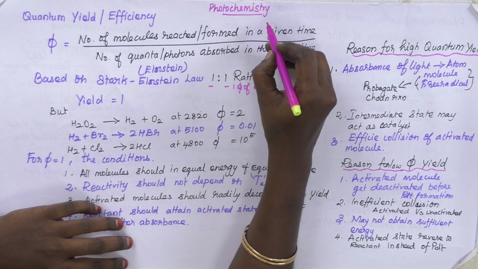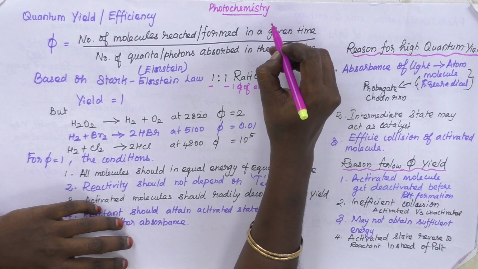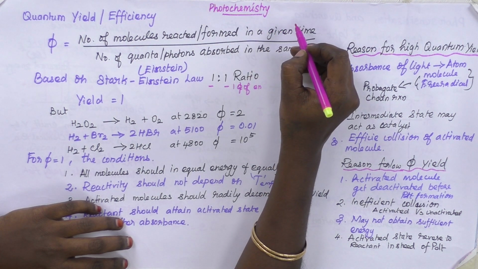Welcome to the next section of Unit 5. In photochemistry, the chemical reaction is carried out in the presence of light. So, in this case, we have to find the rate of a reaction.